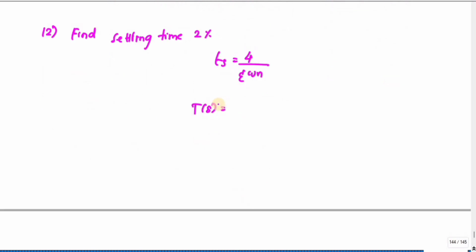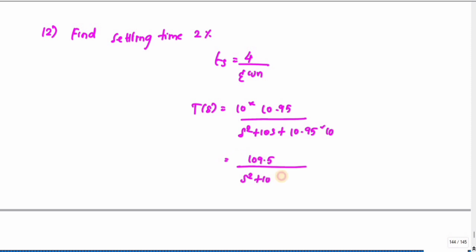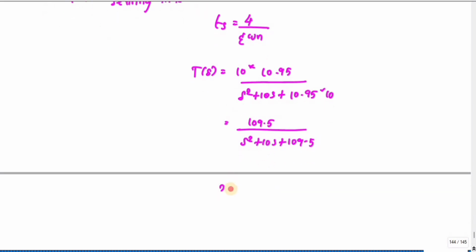So from that I can write 10 into k, that is 10.95, divided by s square plus 10s plus 10.95 into 10. So I will get 109.5 divided by s square plus 10s plus 109.5. So I can equate omega n square is equal to 109.5 and 2 epsilon omega n is equal to 10. So on solving, I will get the epsilon value is equal to 10 divided by 2 root of 109.5, that is equal to 0.78.